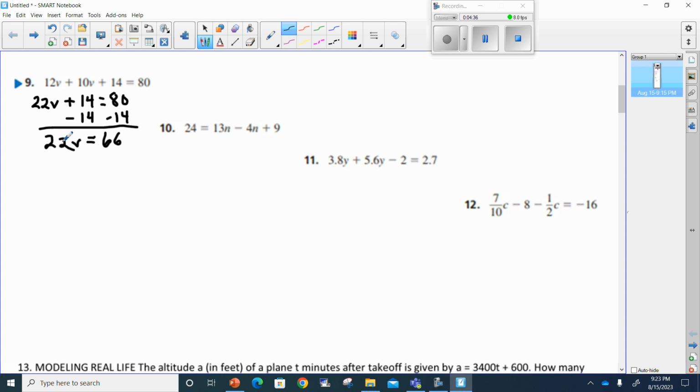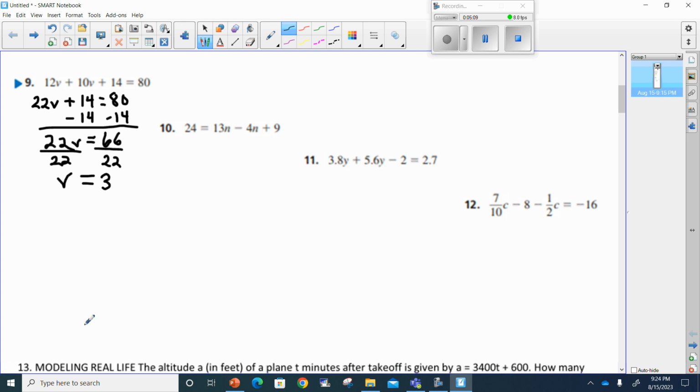Now I've got to get rid of the 22, so V will be by itself. Since I'm multiplying V to 22, I can divide 22 away. And whatever I do to one side, I do the other. 22 over itself is 1. That leaves me 1V. 66 divided by 22 is 3. So V must be 3. Number 11 says 3.8y plus 5.6y minus 2 will equal 2.7. This is the same as number 9, except we've got some decimals.